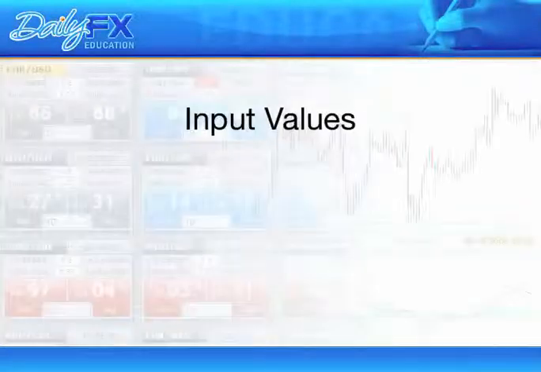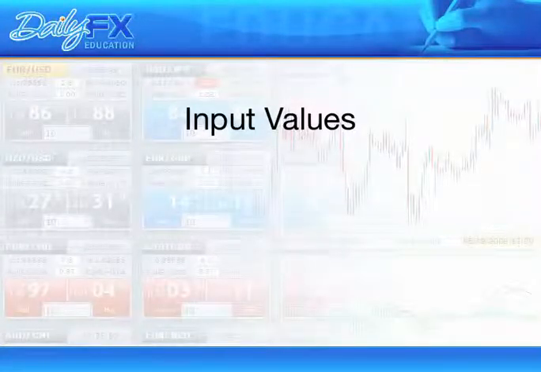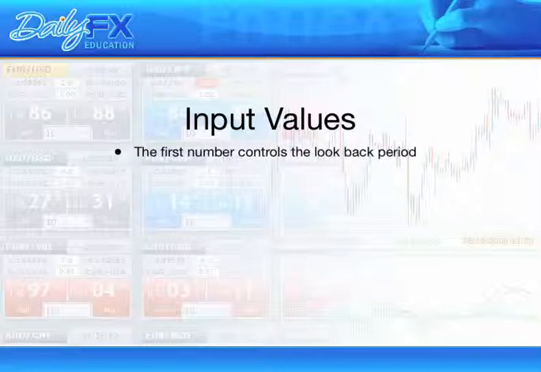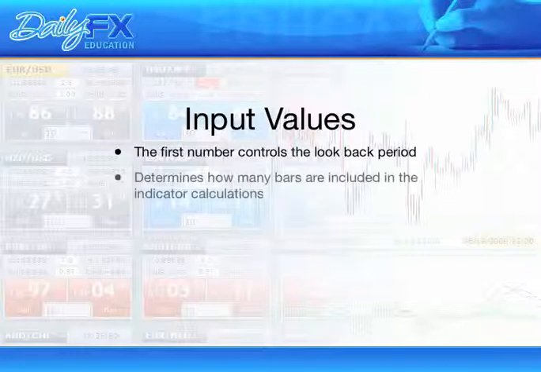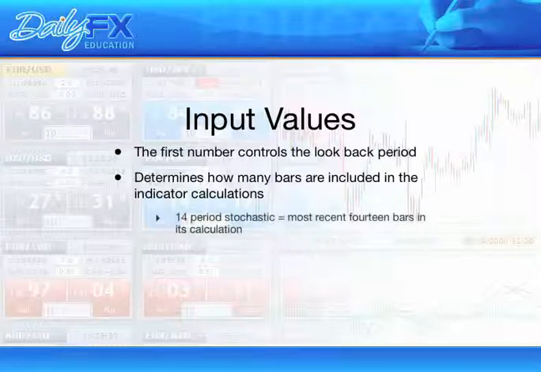You may have noticed two different slow stochastics settings used throughout this video. In this next section, we'll discuss the various input values and which ones you might consider using in your trading. The first number in stochastics allows a trader to control the look-back period. This length determines how many bars or candlesticks are included in the indicator calculations. For example, a 14-period stochastics includes the most recent 14 bars in its calculation.